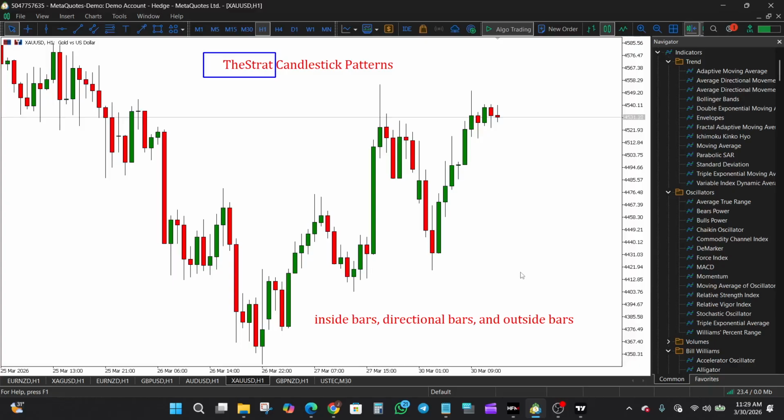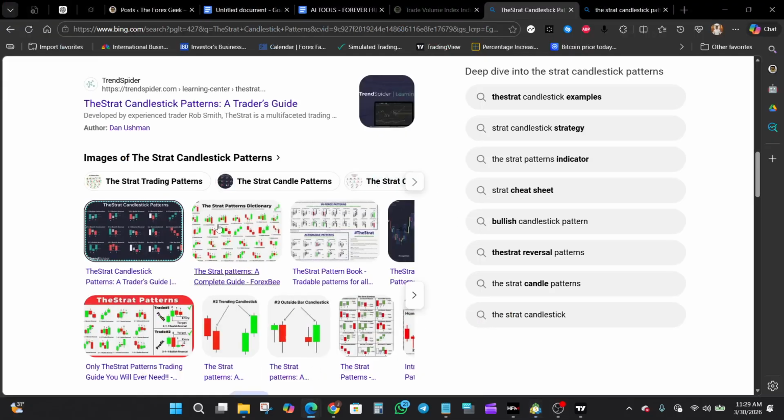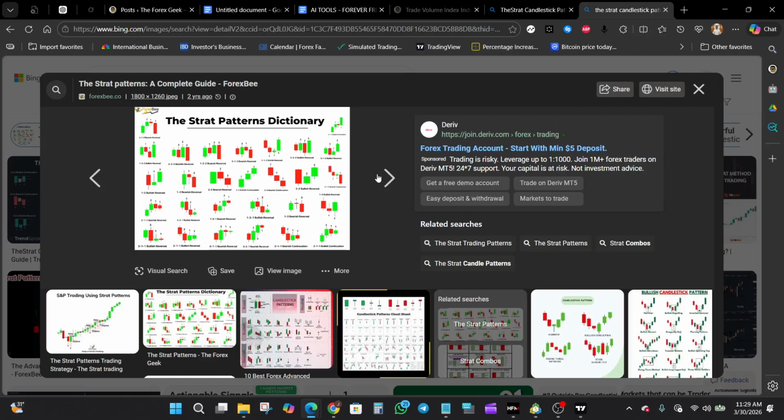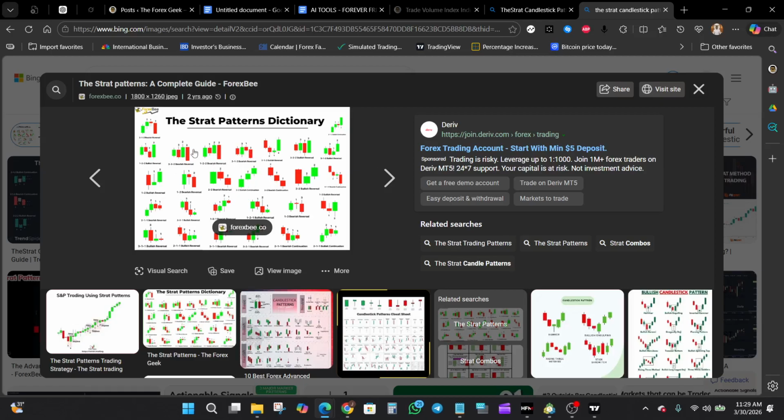Basically, the strategy is based on identifying combinations of these candles to predict potential breakouts, reversals, or continuations. For example, certain pattern combinations can signal a strong move in a particular direction. Without wasting so much time trying to find specific patterns on our chart, let's just look at a couple of examples via an image, so we can see the strat patterns, different pattern combinations.